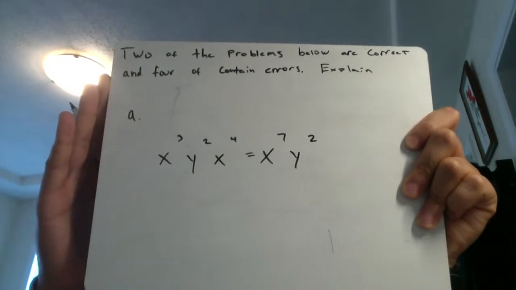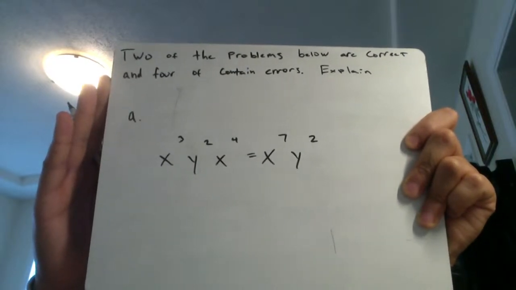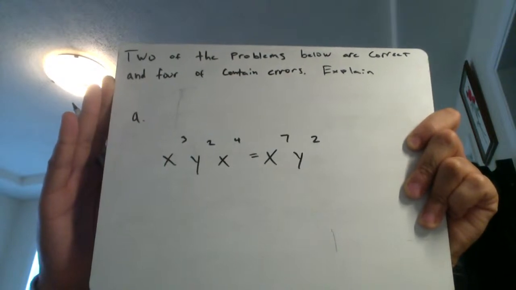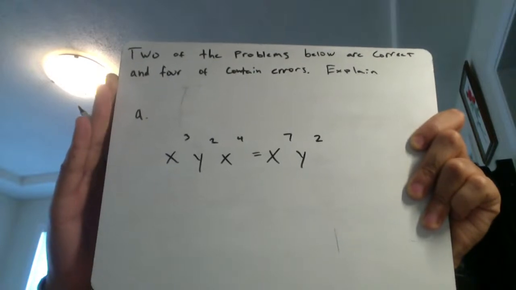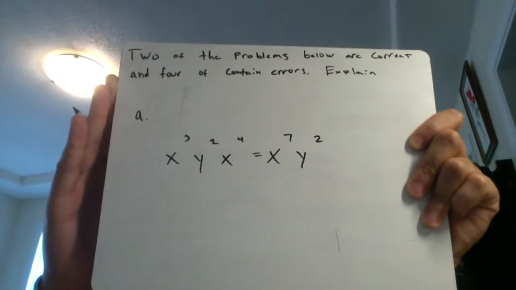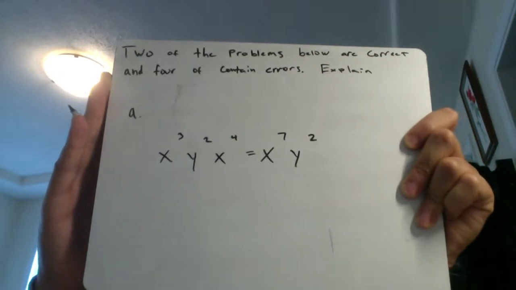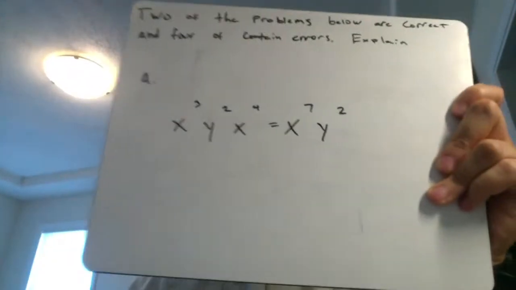We can do x to the 3rd times x to the 4th. When we use the product rule, we add the exponents. So 3 plus 4 is 7. And we don't have any other y terms. So the first one is valid. So you can say correct, valid. Put a check mark by it. That's fine by me. Let's look at B.